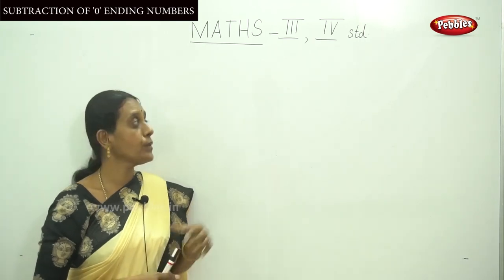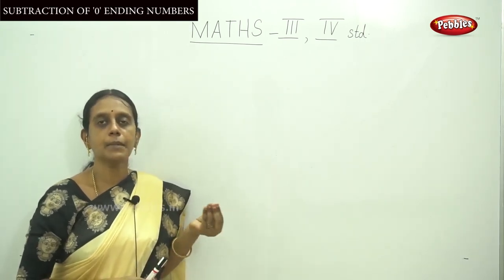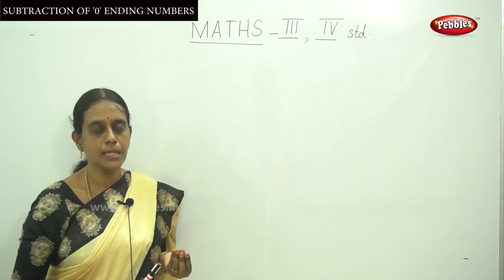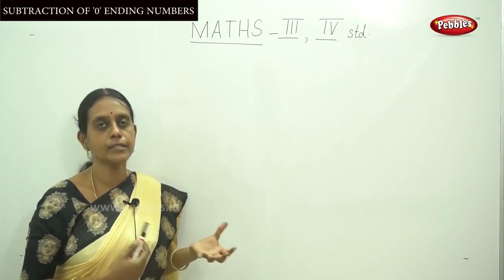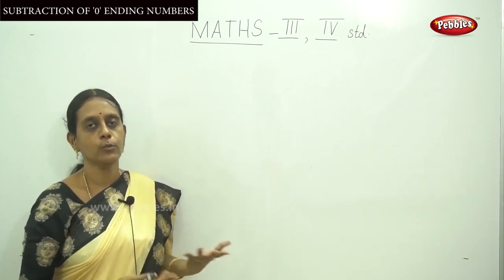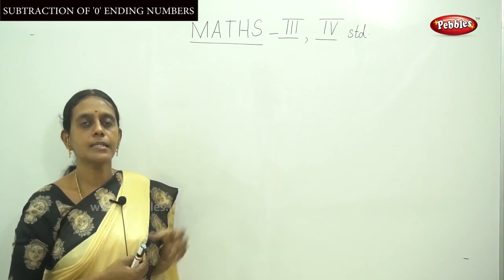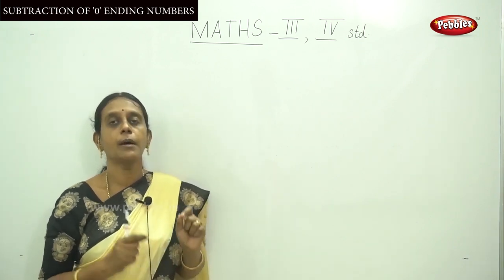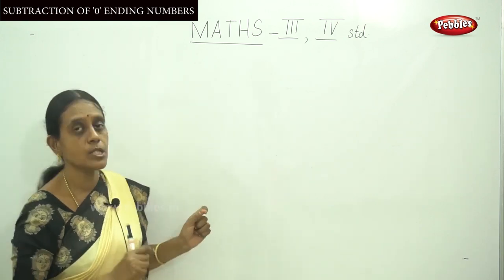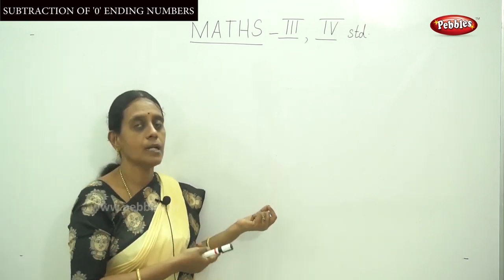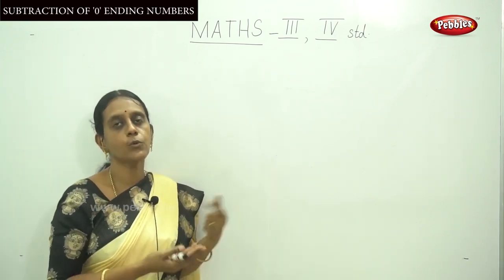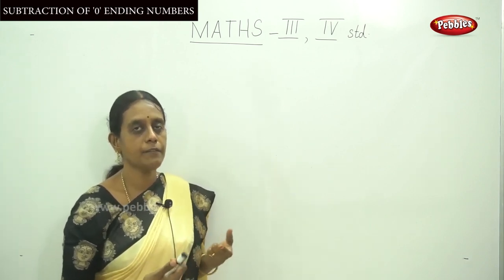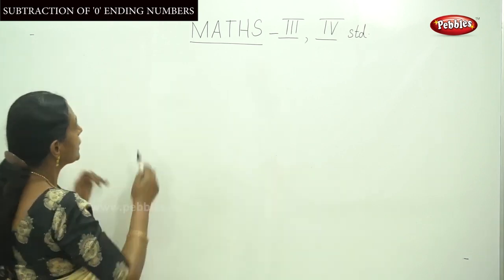Dear children, now we are going to do subtraction of zero-ending numbers, that is tens, hundreds and thousands, from the minuend. This is a short way to write down the answer without your paper and pencil. You can calculate this in your mind, like mental maths. Okay, let me do it here.